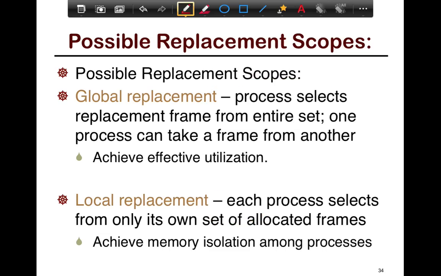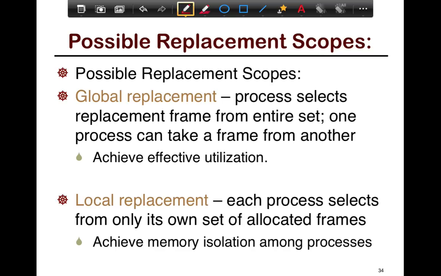There are lots of different scopes for considering replacement in conjunction with allocation. One is you could select replacement from the entire set. You look at all the pages used by all processes and try to find the least important one. This obviously achieves effective utilization. On the other hand, each process could also select from its own set of frames, in which case you achieve effective performance isolation, guaranteeing that no process could trample upon another one.